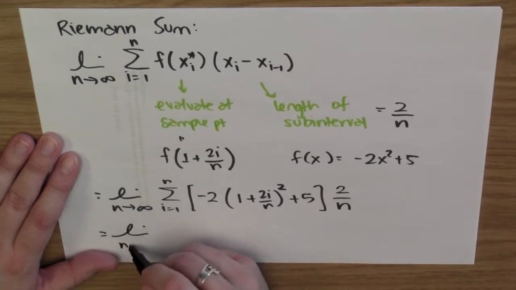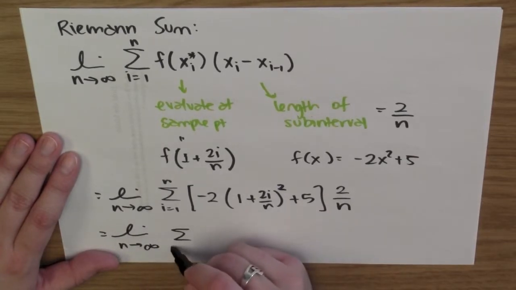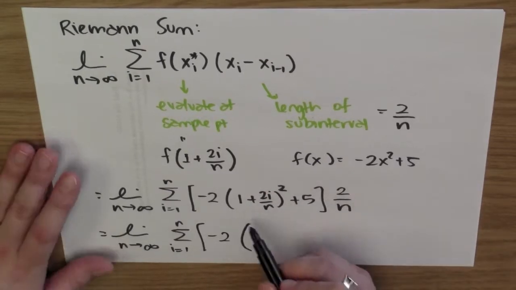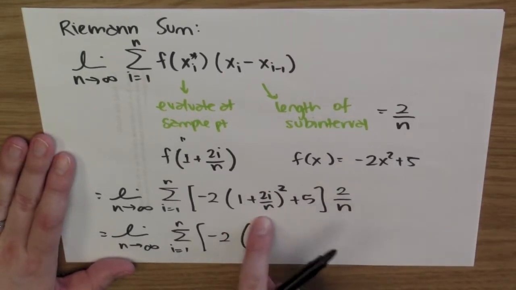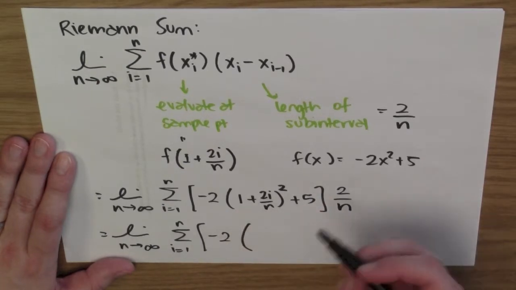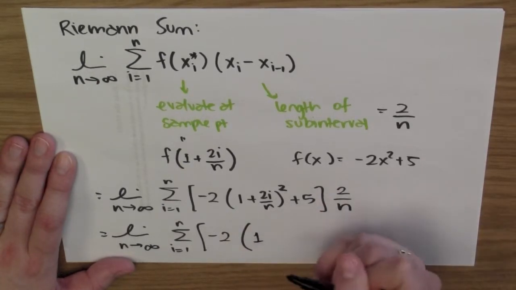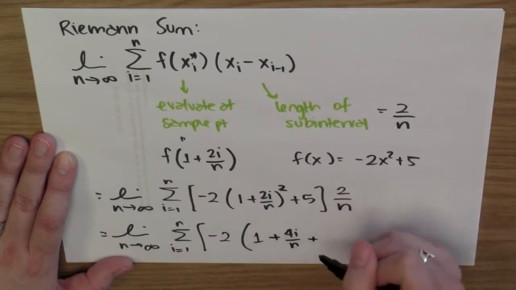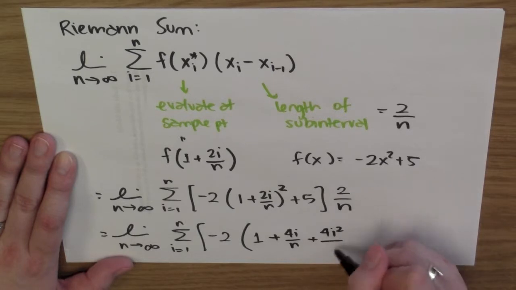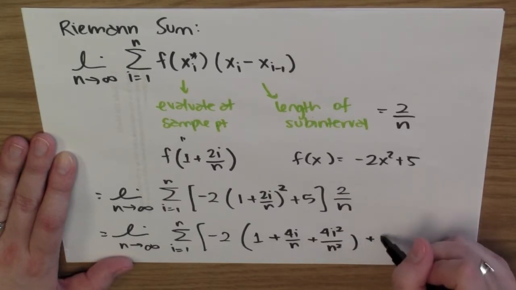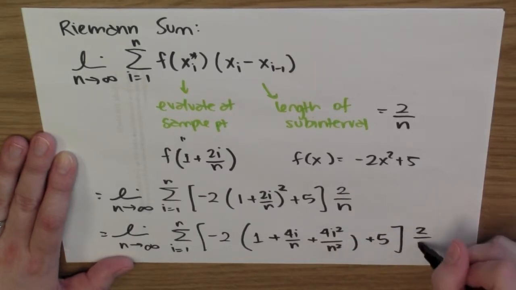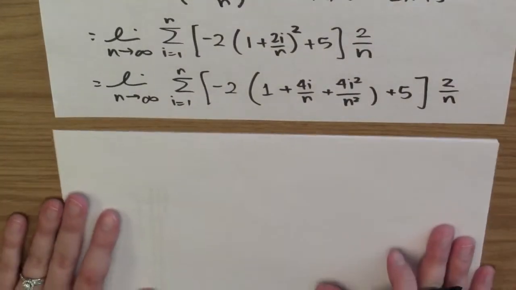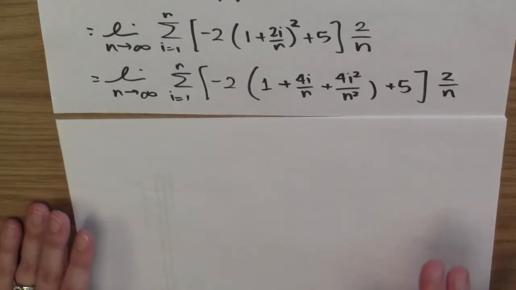So this is going to be the limit as n approaches infinity, sum from i equals 1 to n. I have minus 2, and I either use the formula for squaring this thing, or I put two copies next to each other and use the FOIL method. So I get 1 plus 4i over n plus 4i squared over n squared. Then I have plus 5 and times 2 over n.